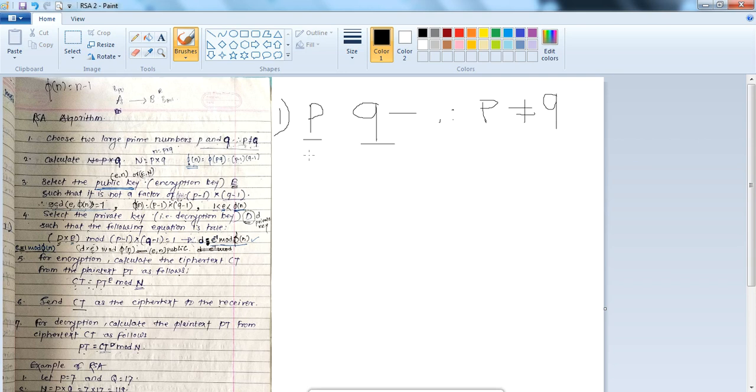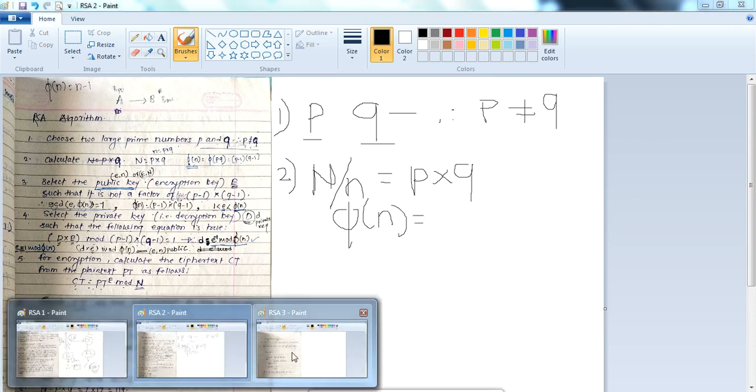Now calculate n, the second step. That is the calculate n value. You can take it as a capital N or small n. That is p times q. This is algorithm step 2, right? There is one more process, that is phi of n, which is called Euler's totient function.